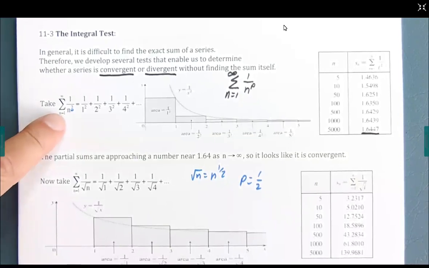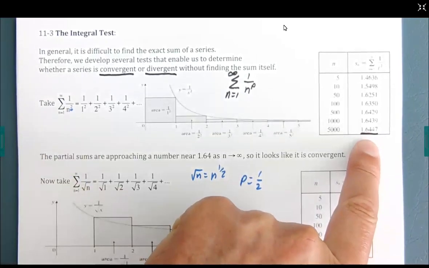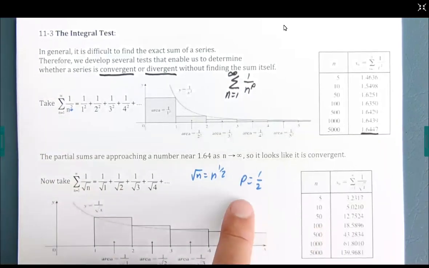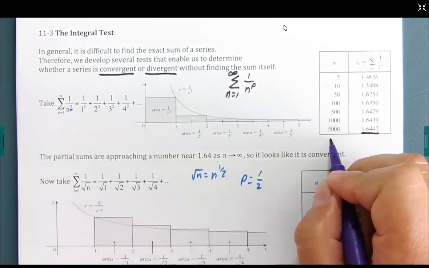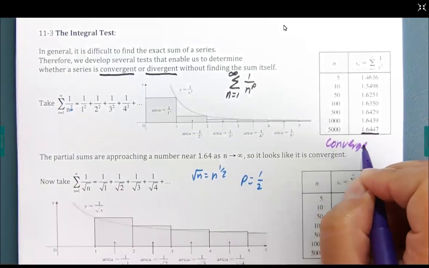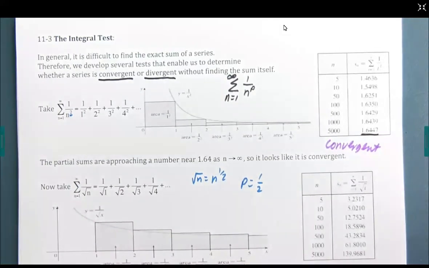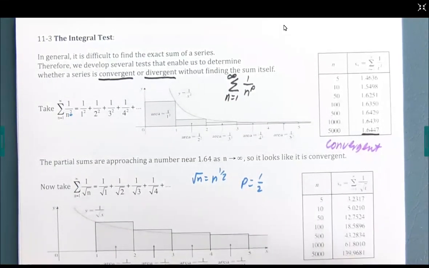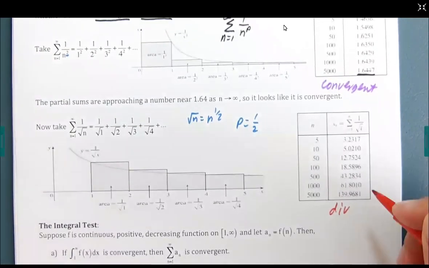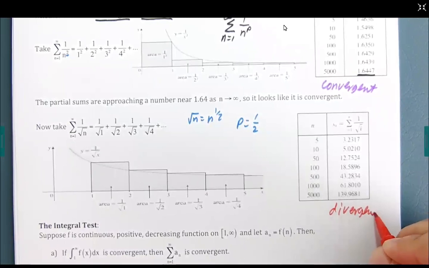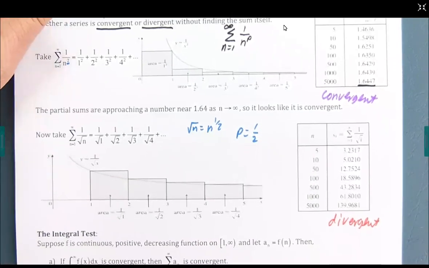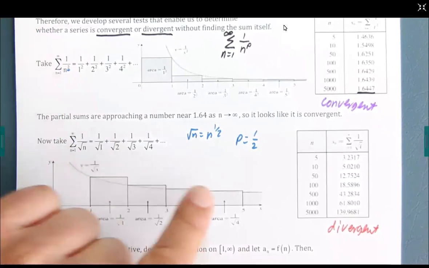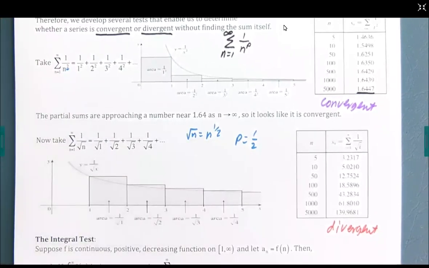because when p is 2, we're converging to a specific value. When p is 1/2, you can see as we iterate, that sucker is going off to infinity, which means it's divergent. So in this case, it is convergent. In this case, it is divergent. And again, keeping an eye on the p. P is 2 in this case, and it's 1/2 here. And we will address that a little bit later.